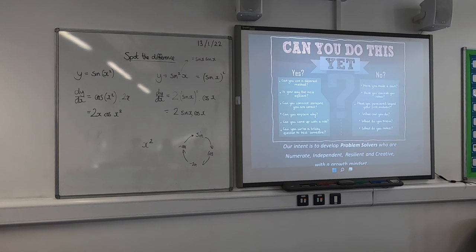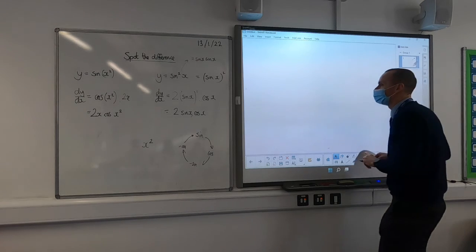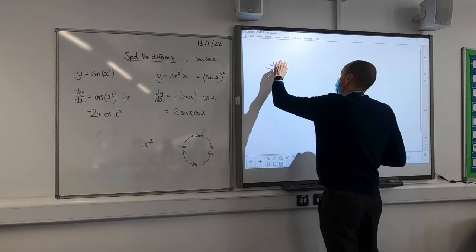So, let's move on today. And today we're going to carry on differentiating, and we're going to add another string to the bow of the things that we can differentiate. So today we're going to approach differentiating things that look like this.